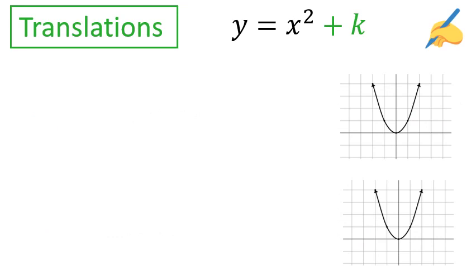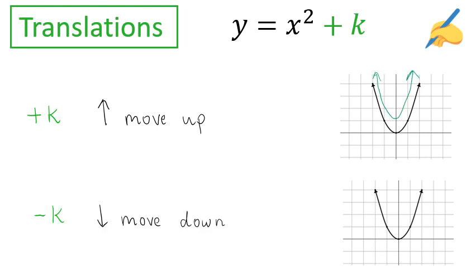The other type of translation is moving the graph up or down. When the number at the end is positive, the graph goes up. This makes more logical sense. And when the number at the end is negative, the graph moves down.